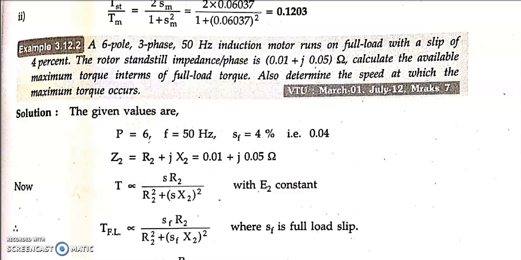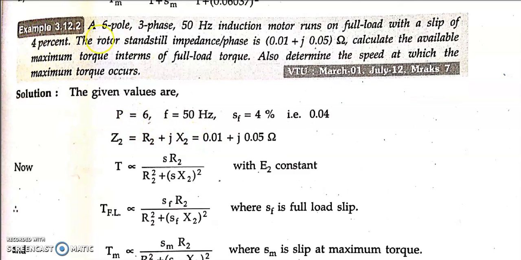Maximum torque means maximum slip, that should come to your mind. Whenever maximum torque occurs, there occurs a maximum slip. So first write down the things which are given. Poles is equal to 6, whereas frequency is 50 Hertz. Full load slip is 4% or 0.04, and Z2 is R2 plus jX2, whereas R2 is 0.01 and X2 is 0.05 ohm respectively.